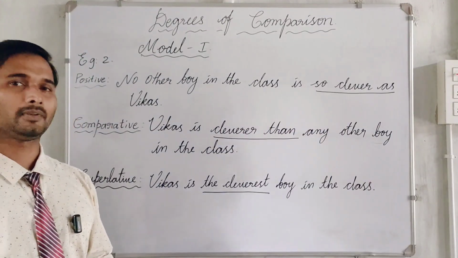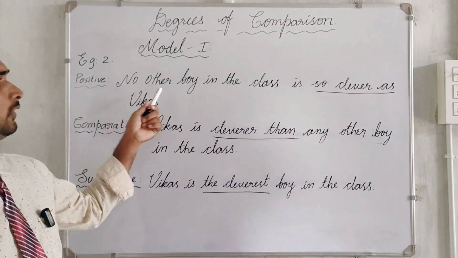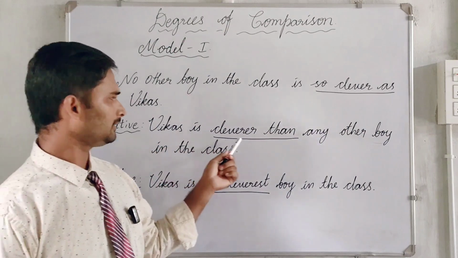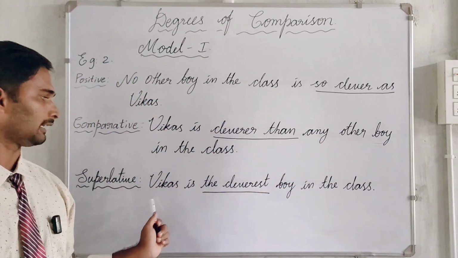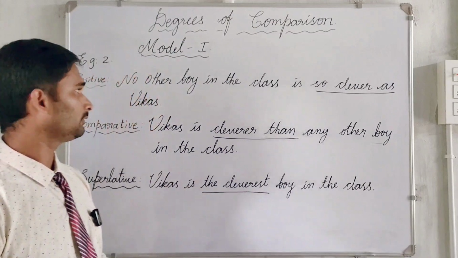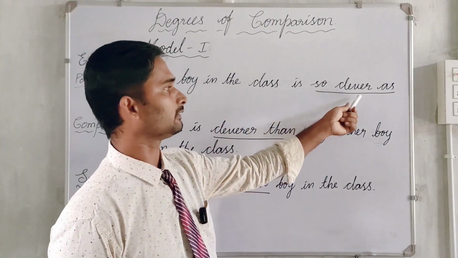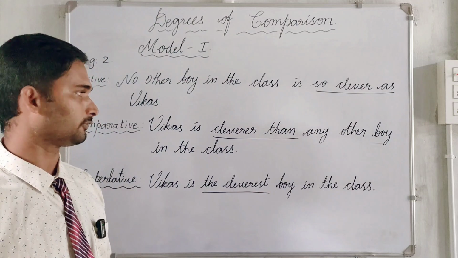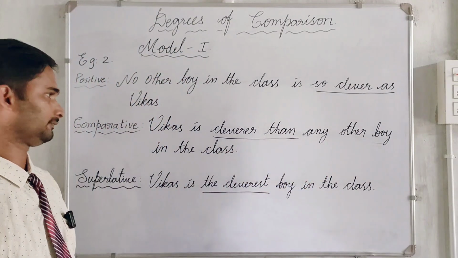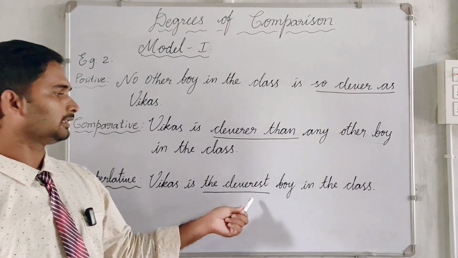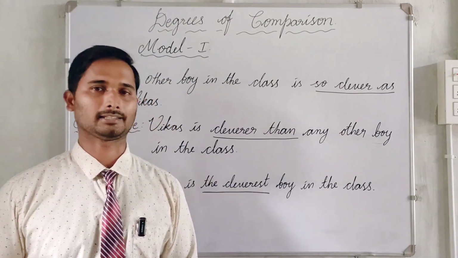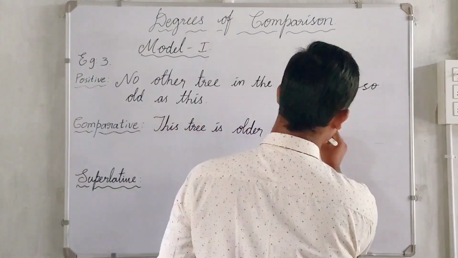Let us see one more example of Model 1. No other boy in the class is so clever as Vikas. Comparative form: Vikas is cleverer than any other boy in the class. And the superlative: Vikas is the cleverest boy in the class. In the first one, no comparison is made, so clever as the adjective is used. Comparative, because he is compared with the other boys in the class. Next, the third one, the superlative form, because he is the cleverest of all the boys in the class.